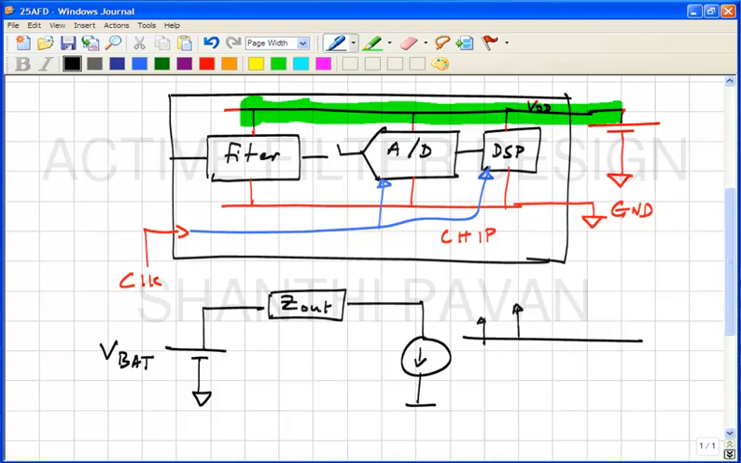So this current is impulsive, right? This is the load. Okay. Now the voltage here as a function of frequency will be what? What will this be? V bat minus Z out of F times IL of F. Correct? And of course, IL of F will have a DC component that corresponds to the average participation of the DSP.